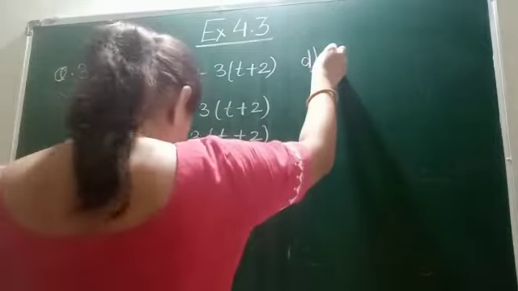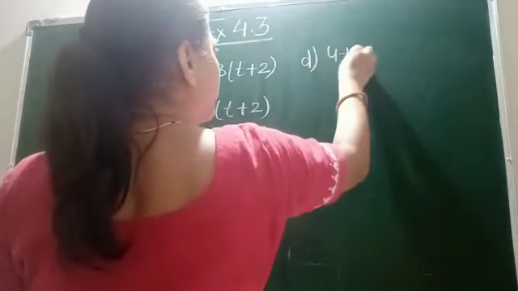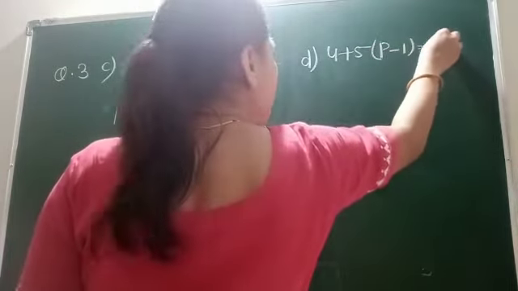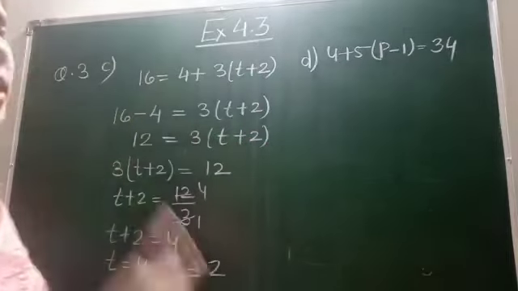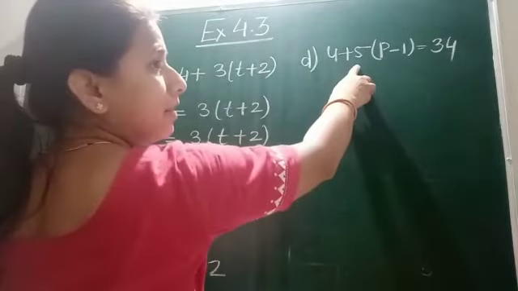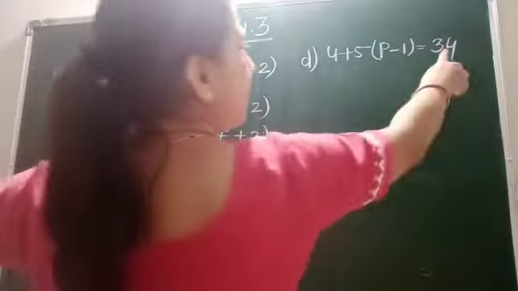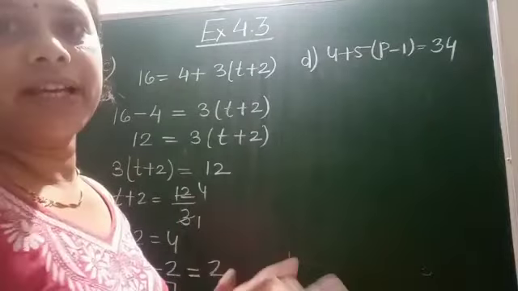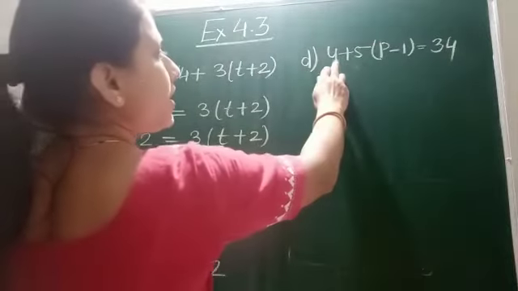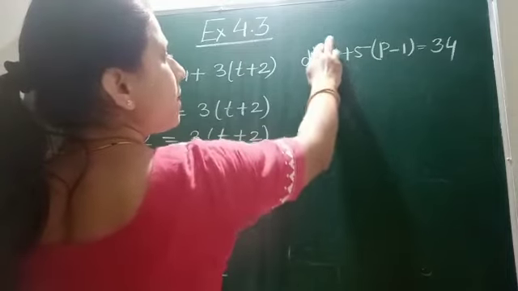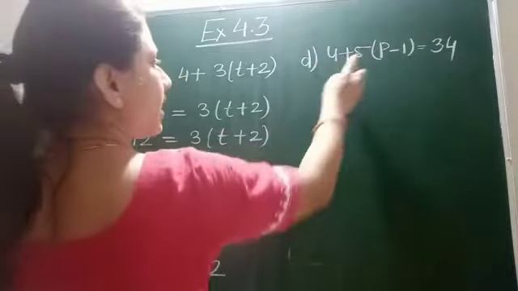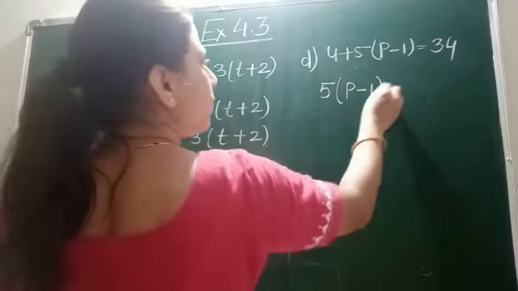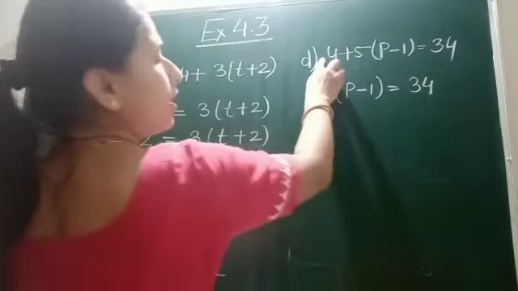Question number D is 4 plus 5 within bracket p minus 1 equals 34. As you can see in this question, the variable is on the left hand side and the number is on the right hand side. Okay, so no need to interchange the position of left hand side and right hand side. Proceed. First what will we do? First we will shift this plus 4 from left hand side to right hand side. So on the left hand side what will remain? 5 within bracket p minus 1 equals 34 plus 4.